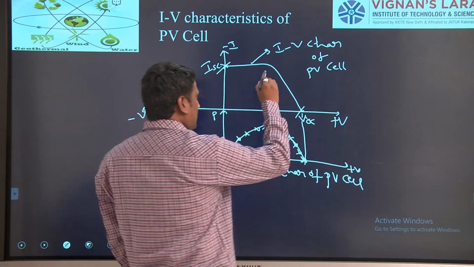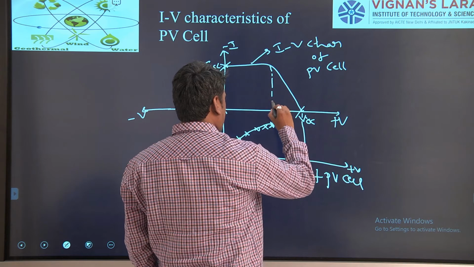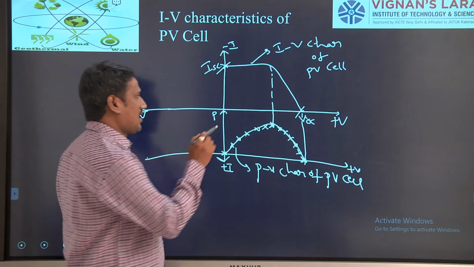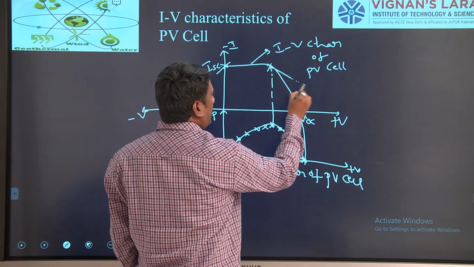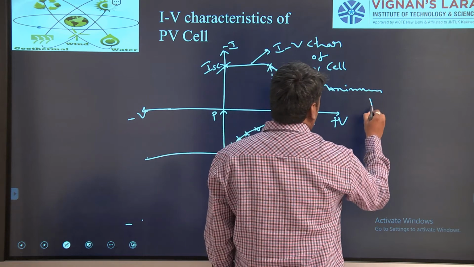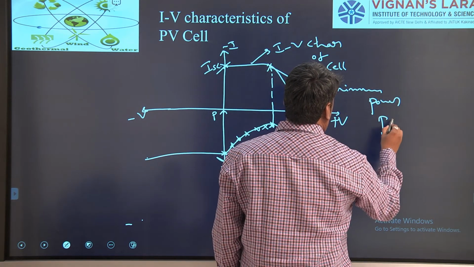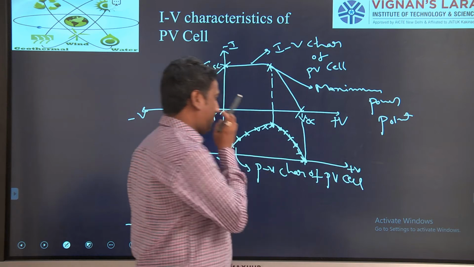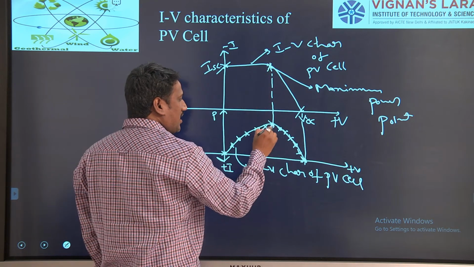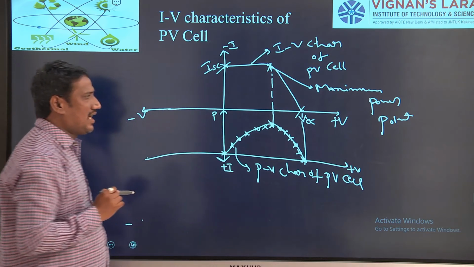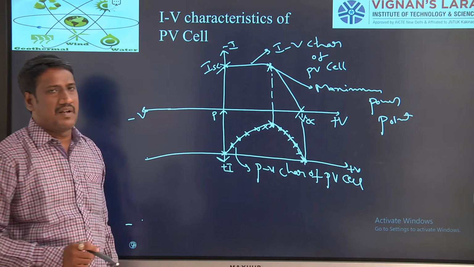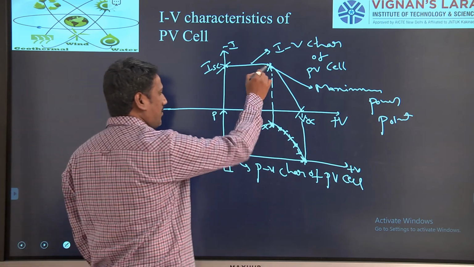Here, the point on the IV characteristics corresponding to maximum power, you can call as the maximum power point. The point on the IV curve corresponding to the peak power can be called as the maximum power point.